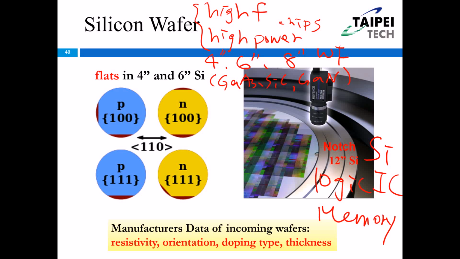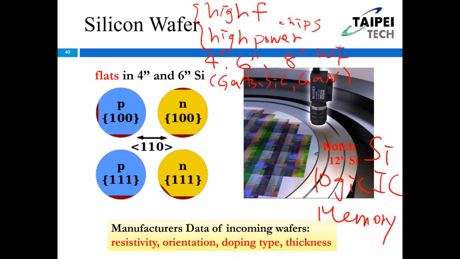So in production, we will use the 12 inch silicon wafer because it's most simple. It's more simple to fabricate single crystal silicon with high quality. And the uniformity of the 12-inch silicon wafer is good, so we can fabricate the large silicon wafer. And for the 12-inch silicon wafer, we don't have the flat.